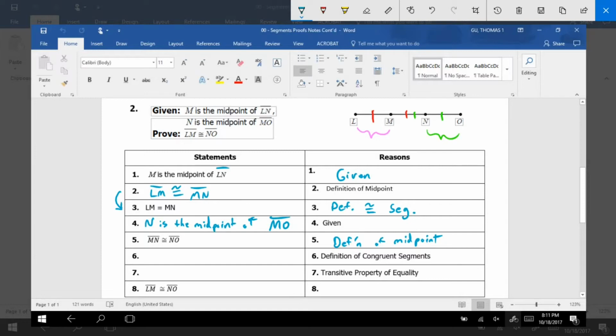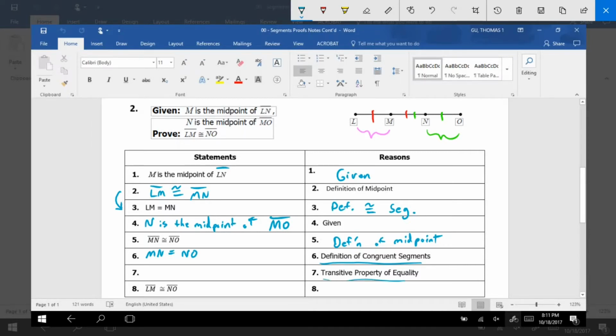Next, they're using the definition of congruent segments. Look, what is the definition of congruent segments? It says that if segment MN is congruent to segment NO, then the measure of MN equals the measure of NO.